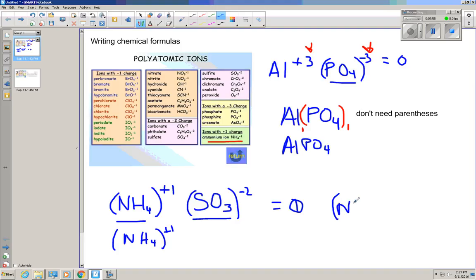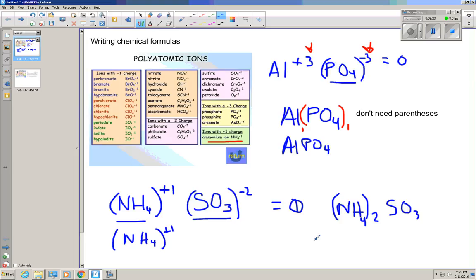I've got NH4. Uh-oh, I forgot my subscript in here. NH4, and then it's got the subscript 2. And then how many sulfites do I have? Only 1. So in this case, I don't need parentheses. All right, so SO3. So I have ammonium sulfite. It's a little messy. I hope you guys can read my handwriting. But anyways, this is just a little bit more on the kind of advanced chemical formula writing.